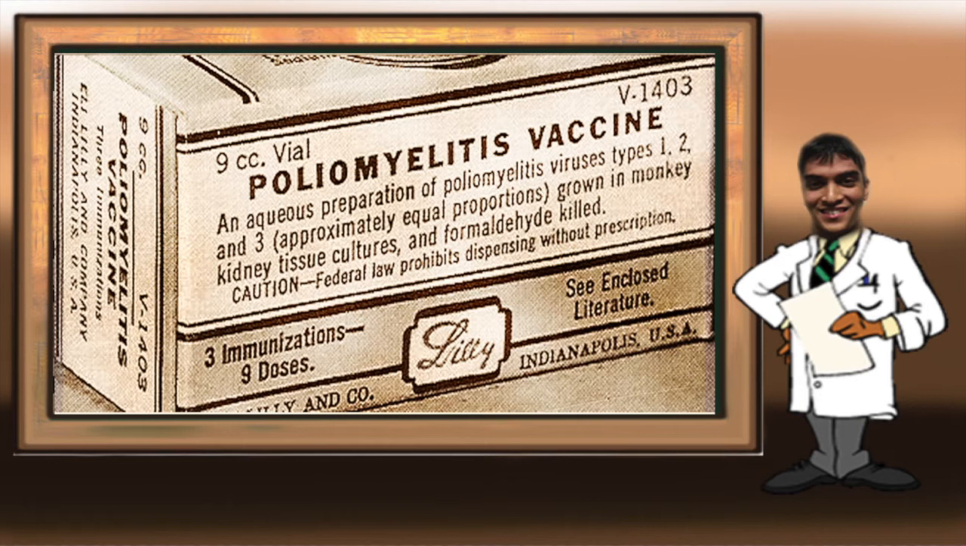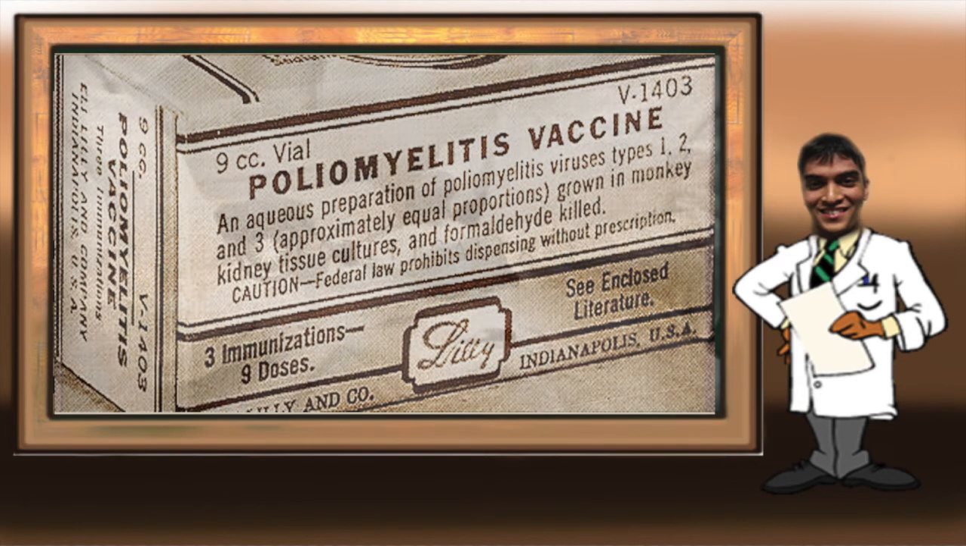The main vaccine contents include calf serum protein, formaldehyde, i.e. formalin, monkey kidney tissue, neomycin, 2-phenoxyethanol, polymyxin B, and streptomycin.